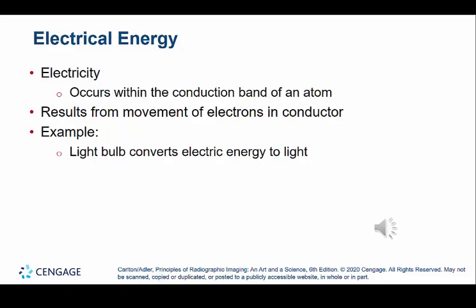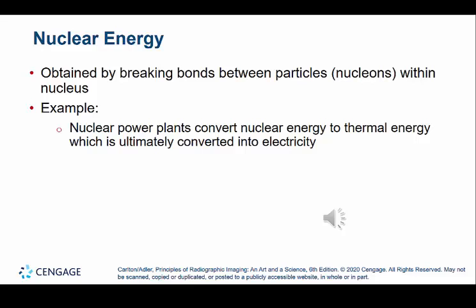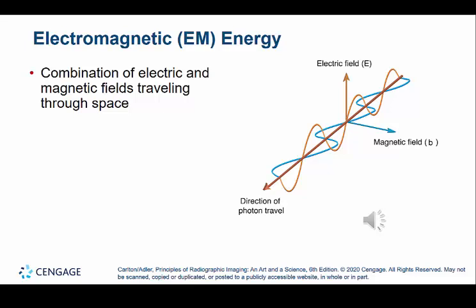Electrical energy occurs within the conduction band in an atom and results from movement of electrons in a conductor. For example, a light bulb changes electrical energy into light. Nuclear energy is obtained by breaking bonds between particles in the nucleus. Nuclear power plants convert nuclear energy to thermal energy and eventually into electricity. Electromagnetic energy, or EM energy, is the combination between electric and magnetic fields traveling through space.